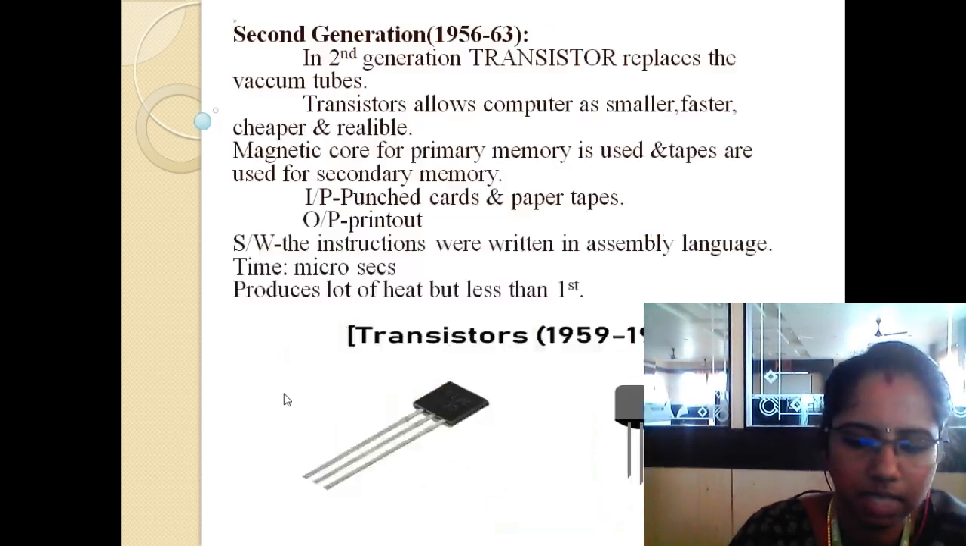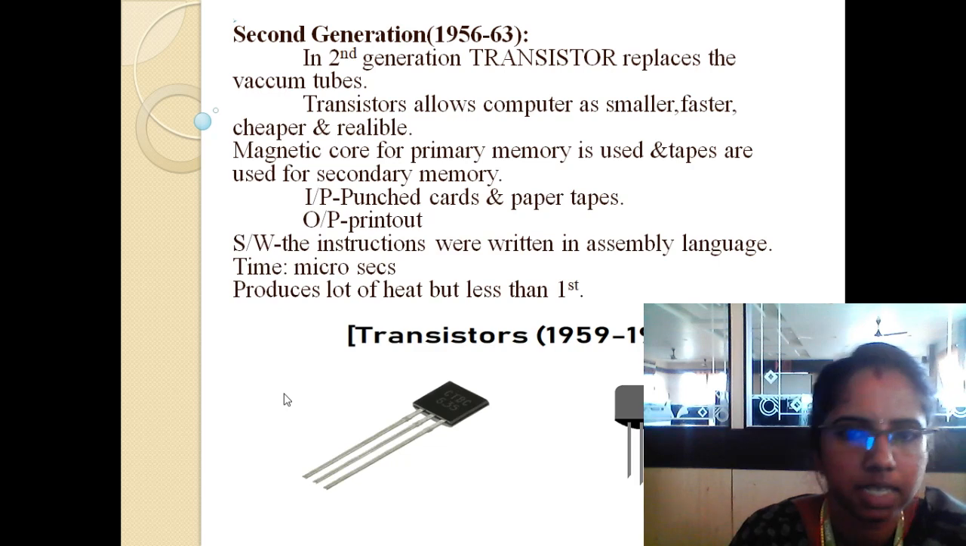So we go for second generation computers. In second generation computers, transistors replaced the vacuum tubes. Transistors allowed a computer to be smaller, faster, cheaper, and more reliable. Magnetic core was used for primary memory, and tapes were used for secondary memory. Here, the input and output devices are the same as first generation computers, like punch cards, paper tapes, and printouts. In the software, the instructions were written in assembly languages. The computing time is in microseconds.